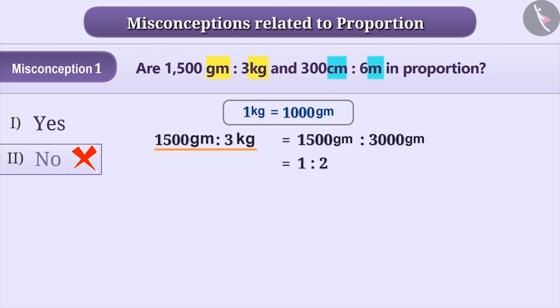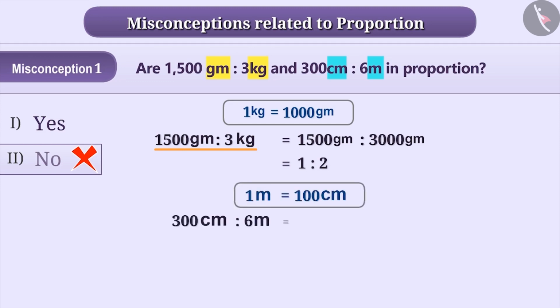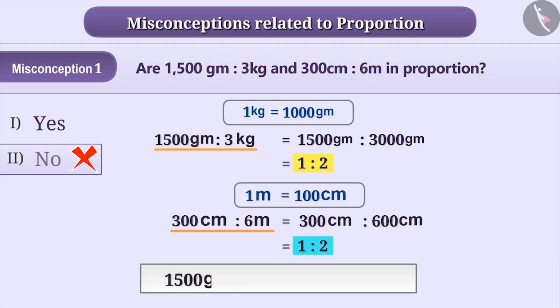Similarly, 1 meter is equal to 100 centimeters. Therefore, 300 centimeters is to 6 meters equal to 300 centimeter is to 600 centimeter. Thus, 300 centimeter is to 6 meters equal to 1 is to 2. Since both the ratios are equal, therefore, we can say that ratios 1500 grams is to 3 kg and 300 centimeter is to 6 meter are in proportion. Hence, the correct answer is option 1.